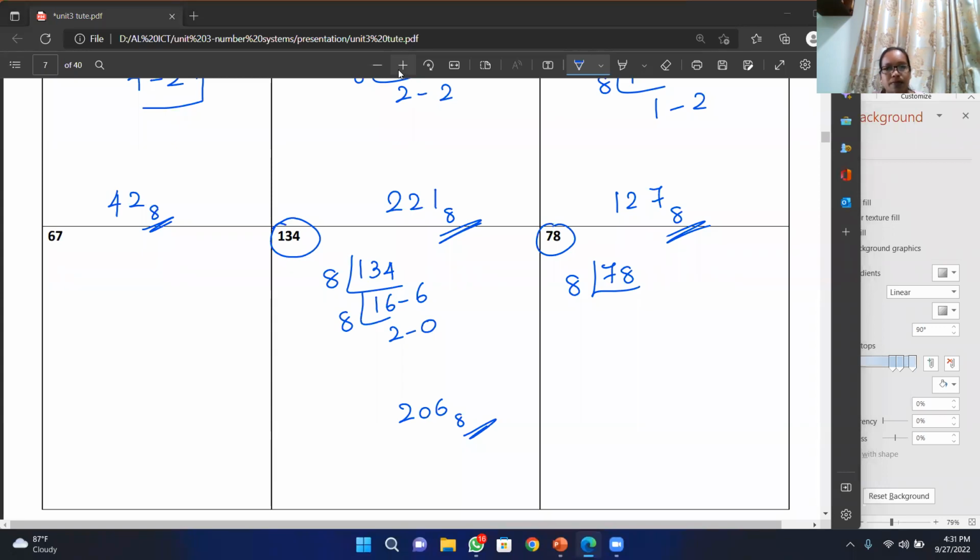116. It is 9, 6. Yes, again you can divide by 8 now. Yes, 116, correct. Right, let's move on to the third type of conversions, that is decimal to hexadecimal. Right? Decimal to hexadecimal.